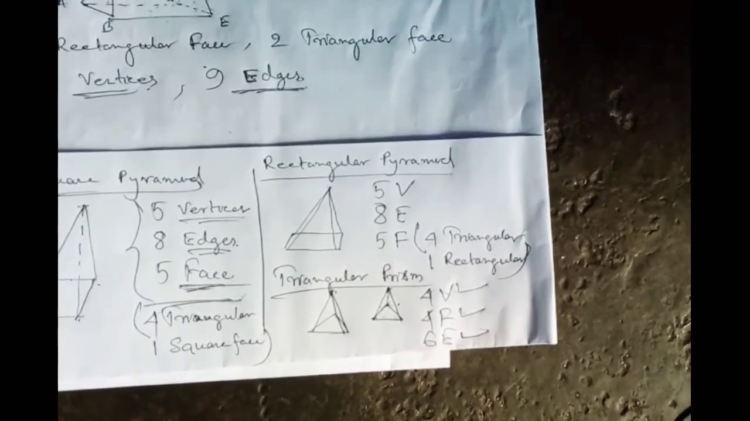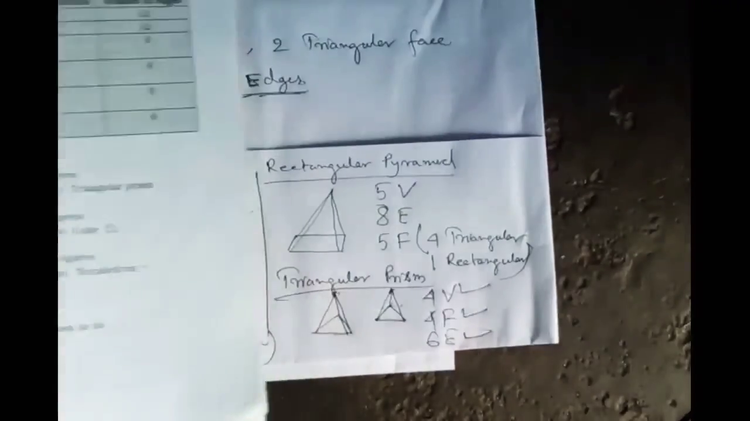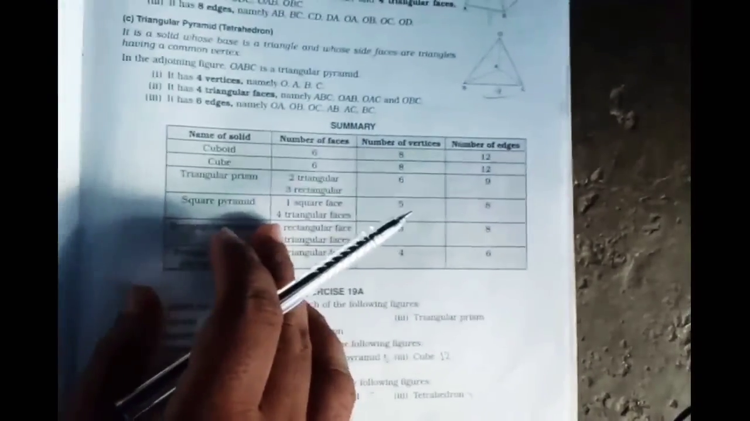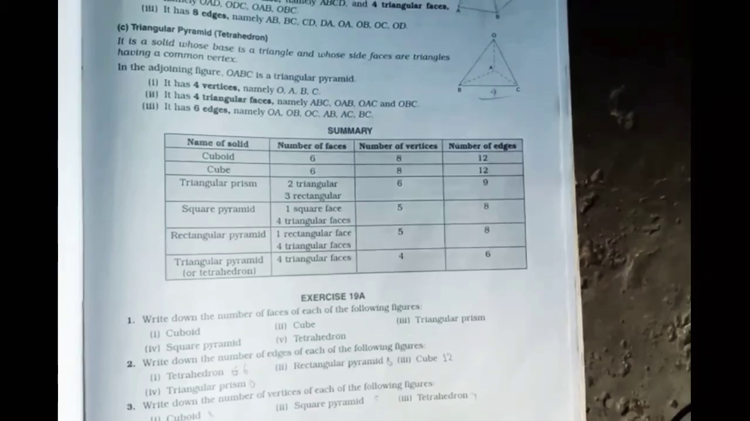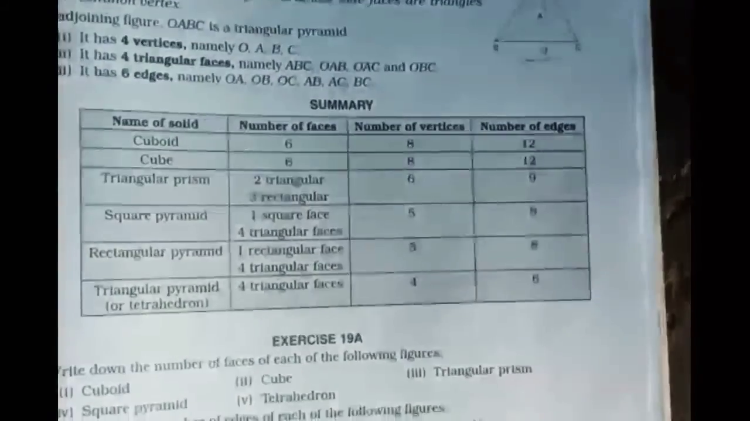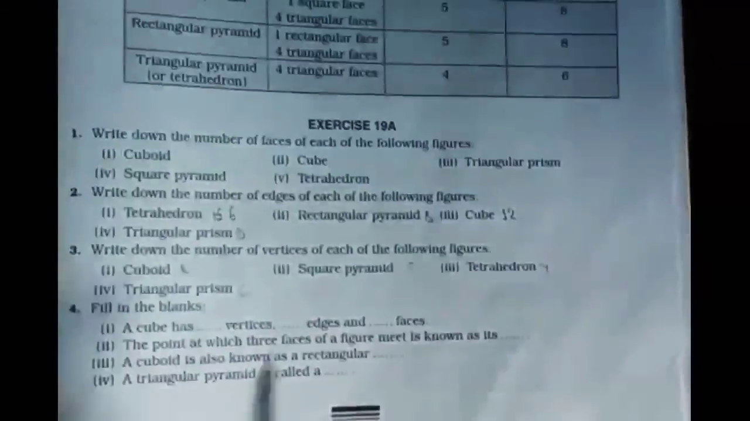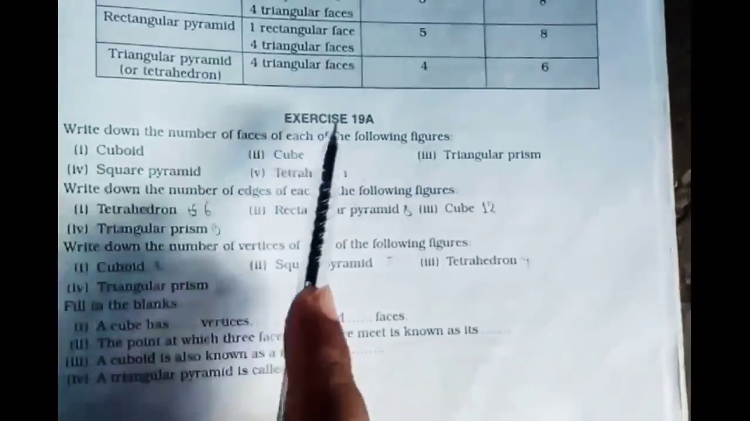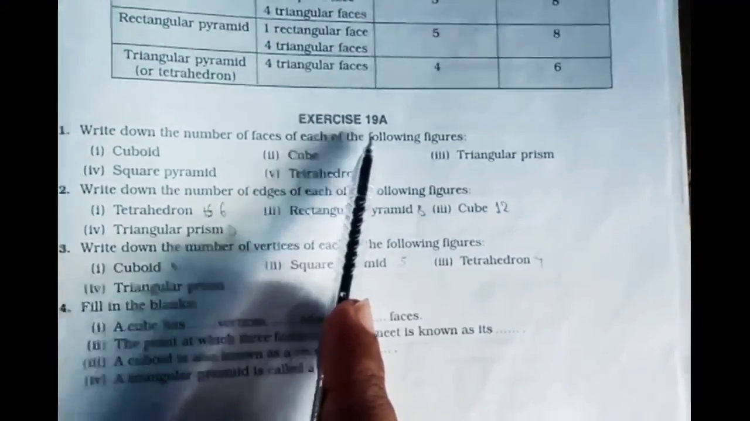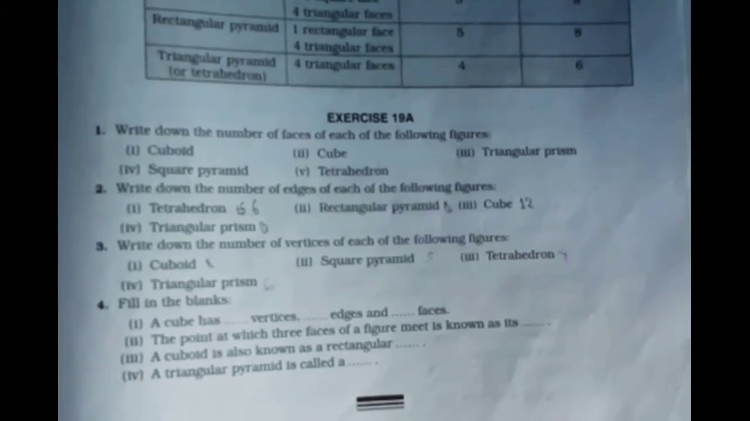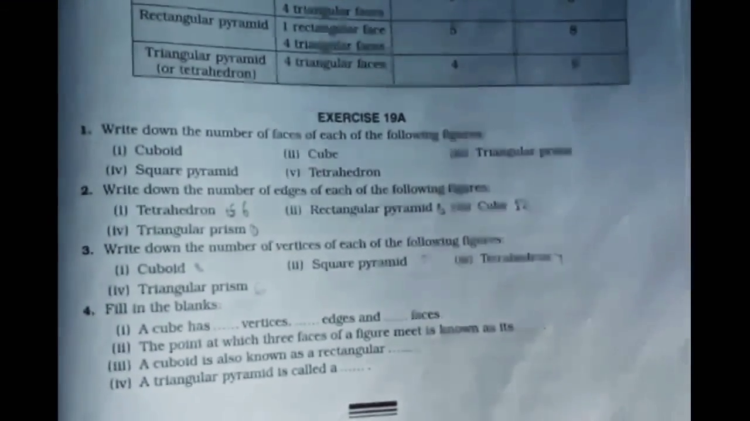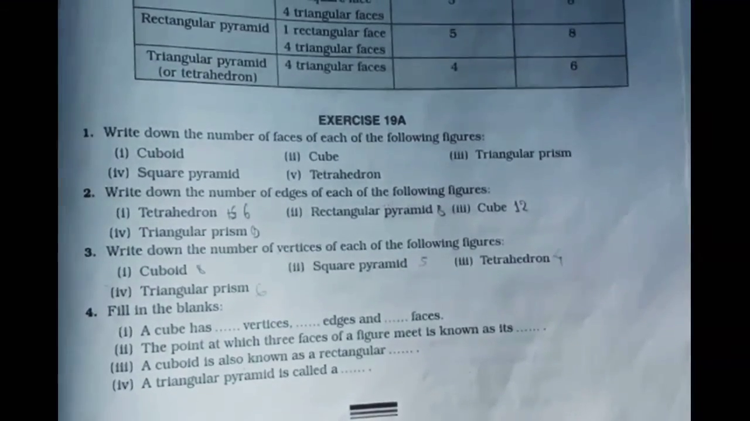Okay, now here the chart is given, the summary that is given in the book clearly, as you can see. So I am suggesting you to go through this summary of the book for better understanding. Okay, so next we will start exercise 19A of R.S. Agarwal in my next video. So this is the introduction related to 3-dimensional figures or shapes of the class 8 CBSE mathematics book. Okay, so that's it for this video.